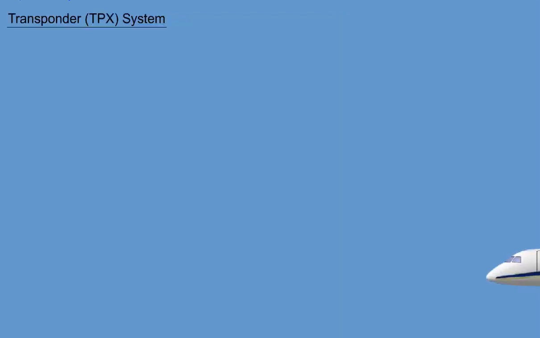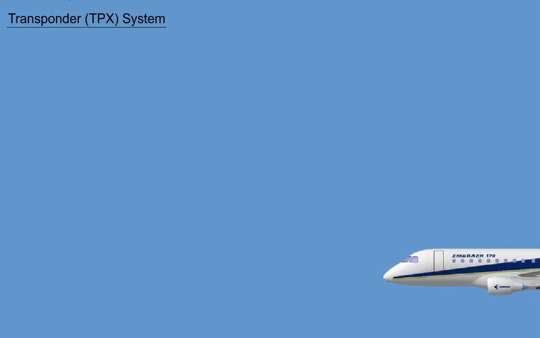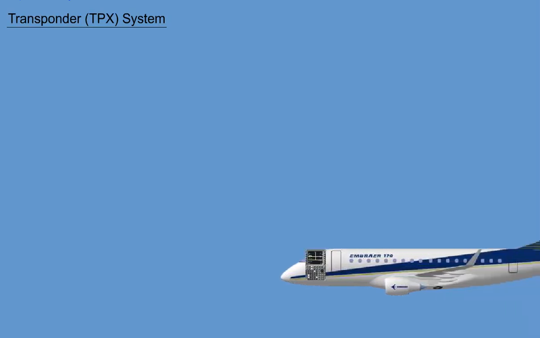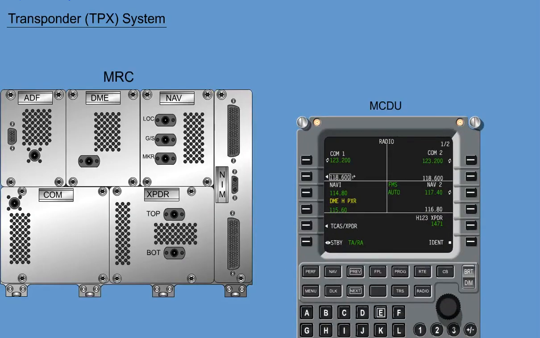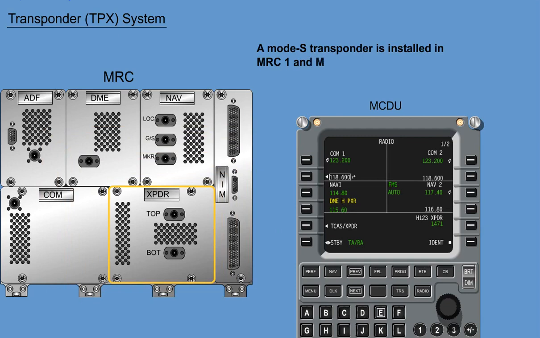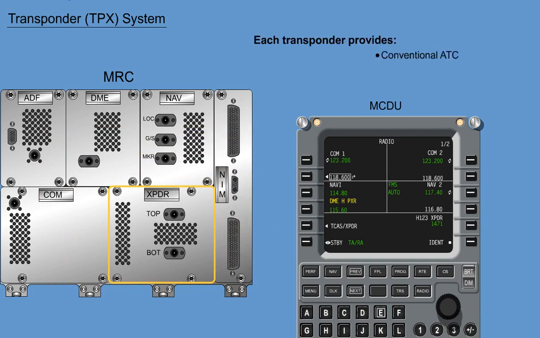The transponder system is an integrated part of the EPIC avionics suite. Transponder, XPDR. A Mode S transponder is installed in MRC1 and MRC2. Each transponder provides both conventional and enhanced ATC functions.